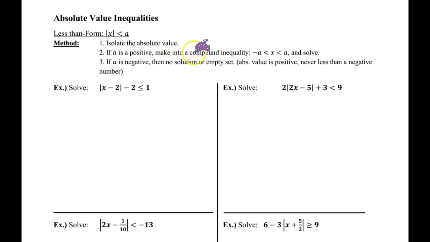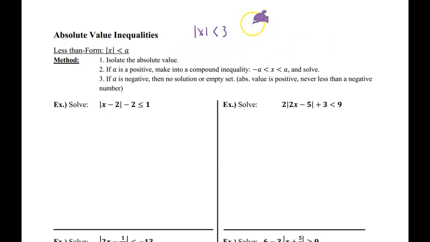It's when you have an absolute value less than a number. Now let's think about what it means for these solutions. If I had the absolute value of x is less than 3, remember, absolute value itself means distances, right? So I want all the distances less than 3. Let's look at what a graph of that might look like.